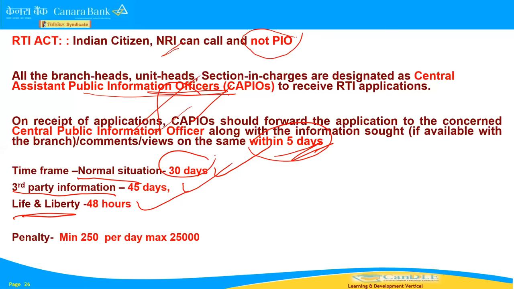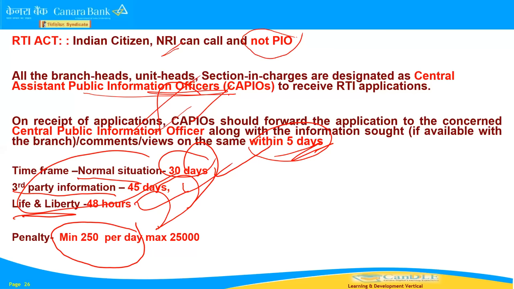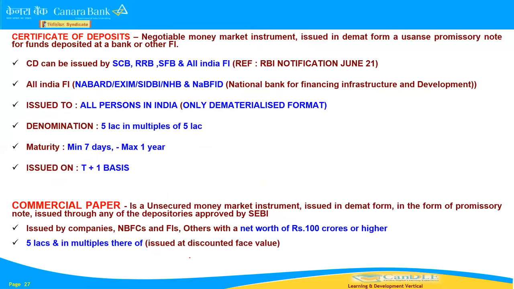If you are not providing the information in the stipulated time, what is the penalty? Minimum 250 per day, after 30 days or after 45 days or after 48 hours, based on the situation. Maximum penalty 25,000 you have to pay, because you have not provided information under RTI within the stipulated time. Penalty is most important. Days are most important. They have asked these points: days, based on situation, how many days you get, and what is the maximum penalty. Most important is penalty. Now come to certificate of deposits and commercial paper.